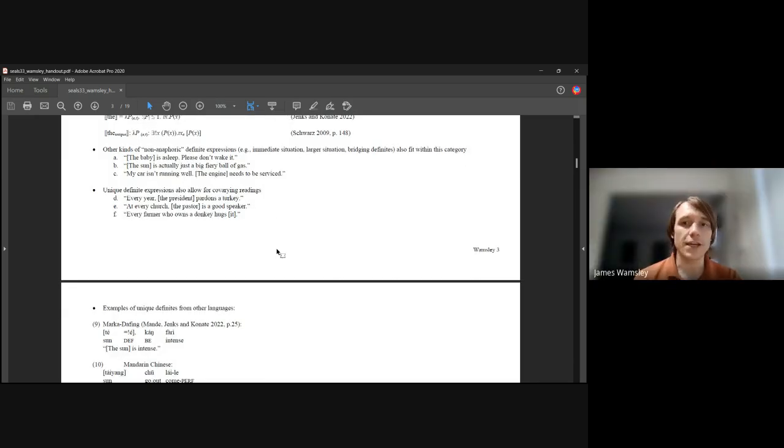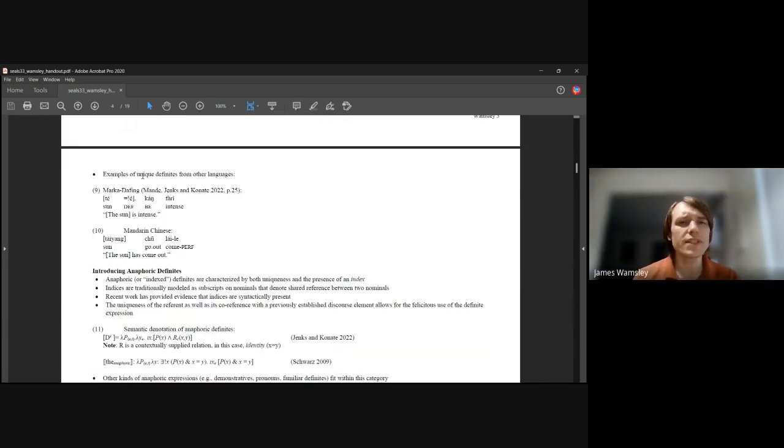Another vital characteristic of unique definites that distinguish them from anaphoric definites is that they allow for covariant readings, meaning that even though it's a definite expression, it can actually refer to different references in different situations. Like every year, the president pardons a turkey, where it can be a different president every year. At every church, the pastor's a good speaker, where the pastor can be a different pastor at each church, or it could be the same.